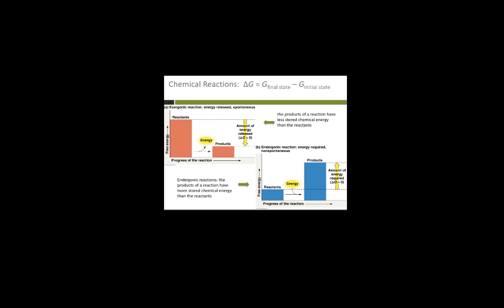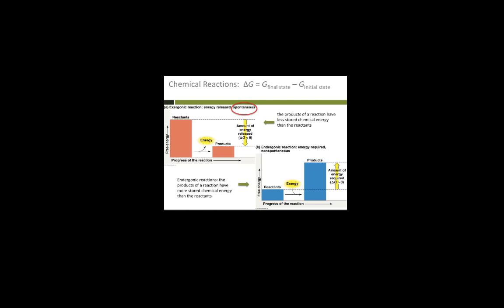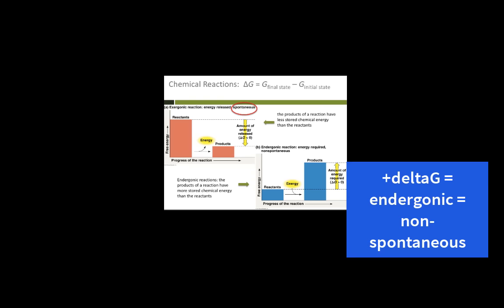Molecules always want to be at a lower energy state. A reaction in which the end product is lower energy will have a negative delta G, and that reaction will proceed in a spontaneous way. However, a reaction in which the end product is higher energy will have a positive delta G, and that reaction will not proceed unless you add energy to it.